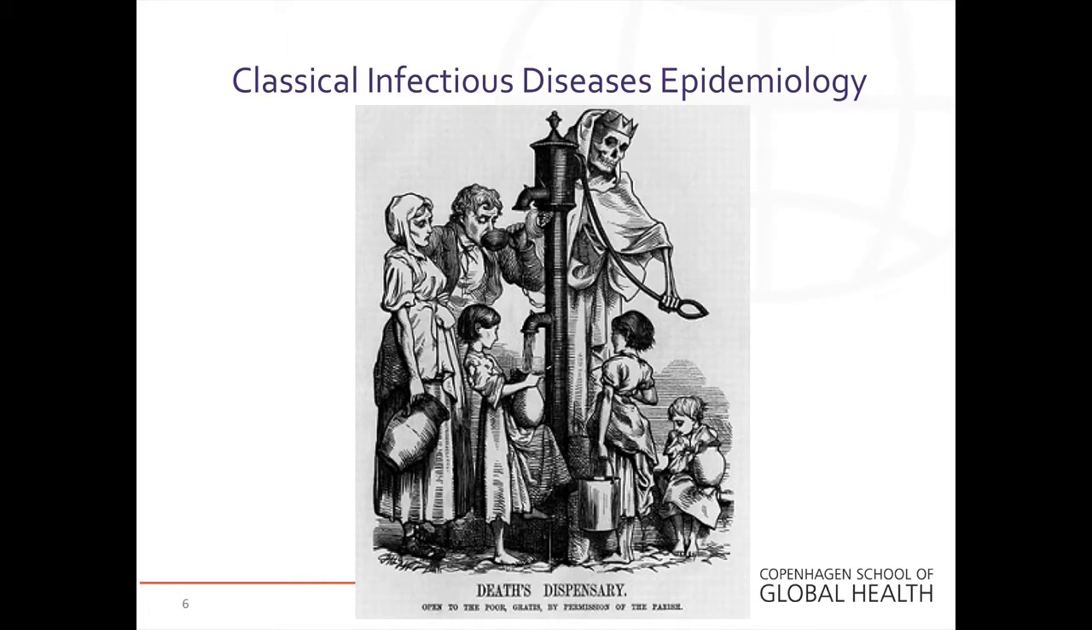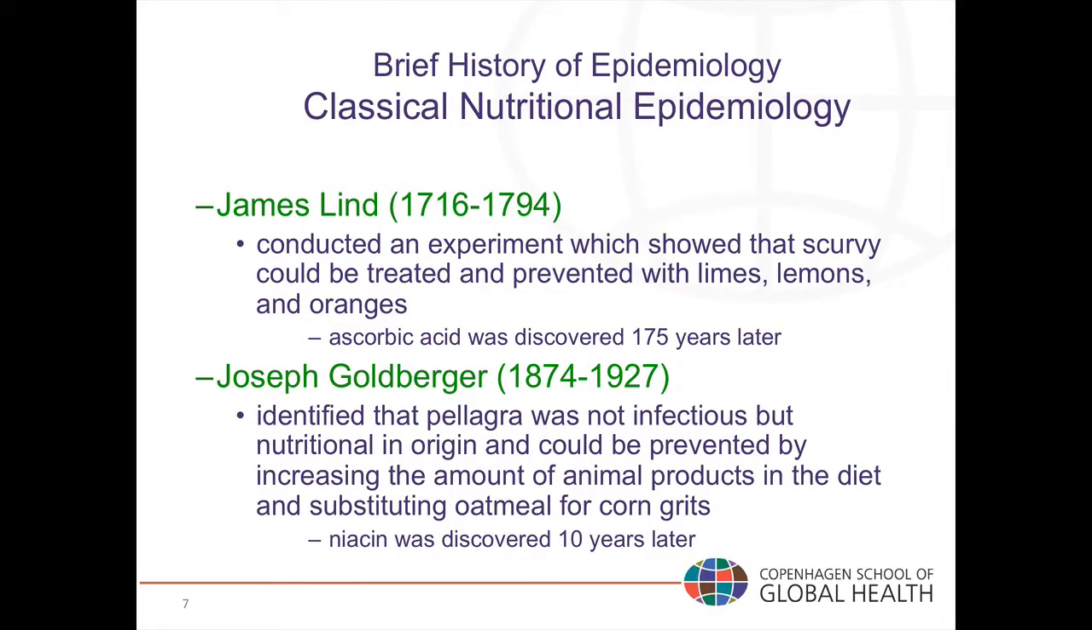Here's an illustration of the events John Snow unmasked in London. It's a little bit blurry, but you see that the death dispensary was the drinking water well in a certain region he documented. 2 examples from nutritional epidemiology, James Lind and Joseph Goldberger.